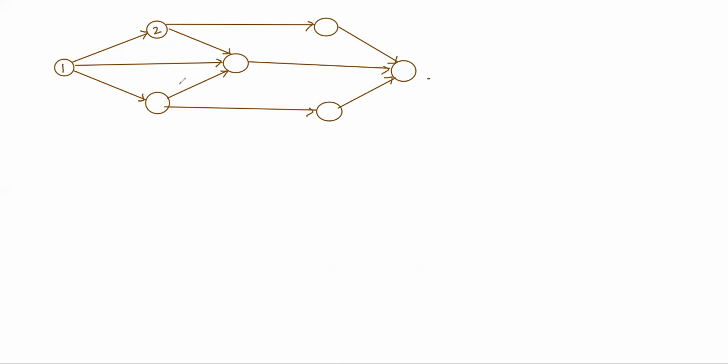One, two, 3, 4, 5, 6, 7. These are the events, nodes. See, activities are having 3 times. 1, 2, 3 means optimistic time is 1, pessimistic time is 3, most likely time is 2.